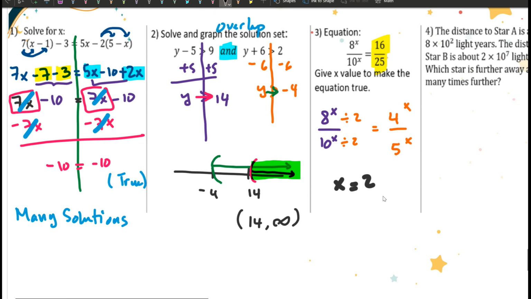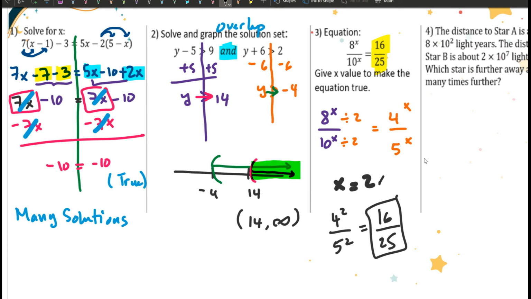Okay, so when x equal to 2, then you have 4 squared over 5 squared. 4 squared is 4 times 4, which is 16. 5 squared is 5 times 5, which is 25. So that is matching with our equation. We want 16 over 25. So the answer is x equal to 2.